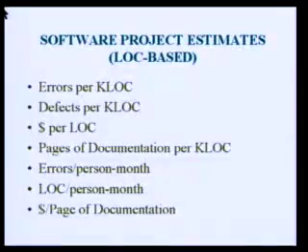Now, what are the different software project estimates? First of all, let me go through them, then I will be explaining each of them. Errors per KLOC, defects per KLOC, dollars per LOC, pages of documentation per KLOC, errors per person month, LOC per person month, dollars for page of documentation. Here KLOC means kilo lines of code and LOC means lines of code.